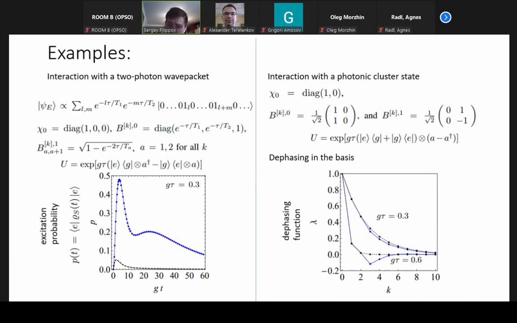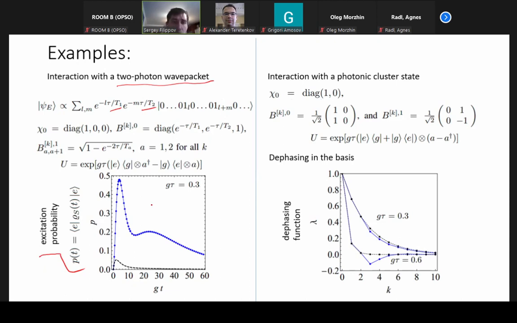So the left part describes the interaction of our system with a two-photon wave packet with exponential decay times in between the photons and also the appearance of the first photon. So such a state is produced by cascade emission in physics, so it has some implementation in practice too. I will simply show the excitation probability for the atom if it was originally in the ground state.